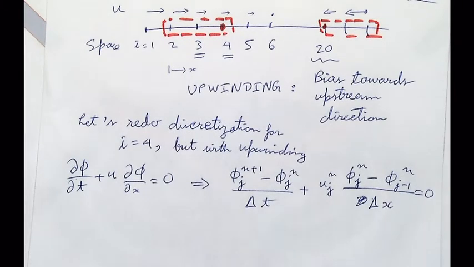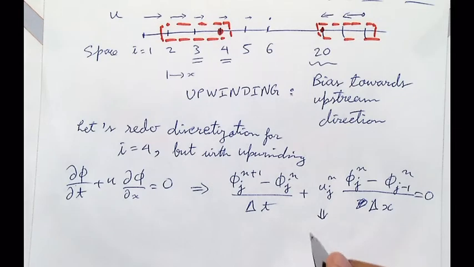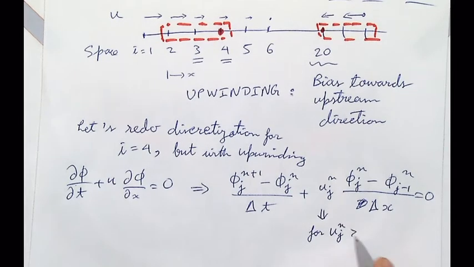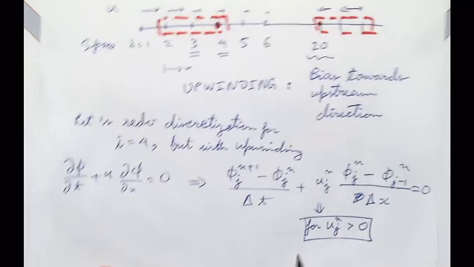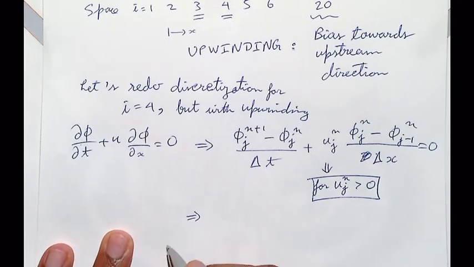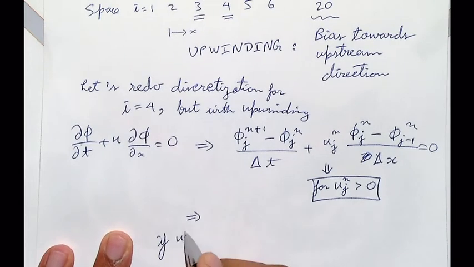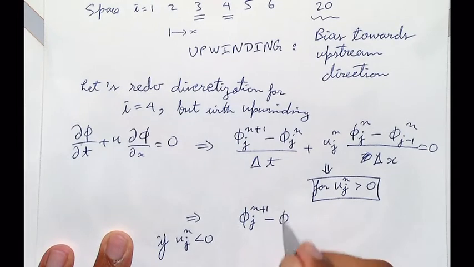But in time, you didn't change it. No, in time we keep the same. For upwinding, we just look at which direction in space is the most useful one. And here, the left was the most useful direction. We can say this for u j n greater than 0. That's what we see here. Now give me the other direction. If u j n is less than 0, what happens? Time does not change, upwinding only affects the space derivative.